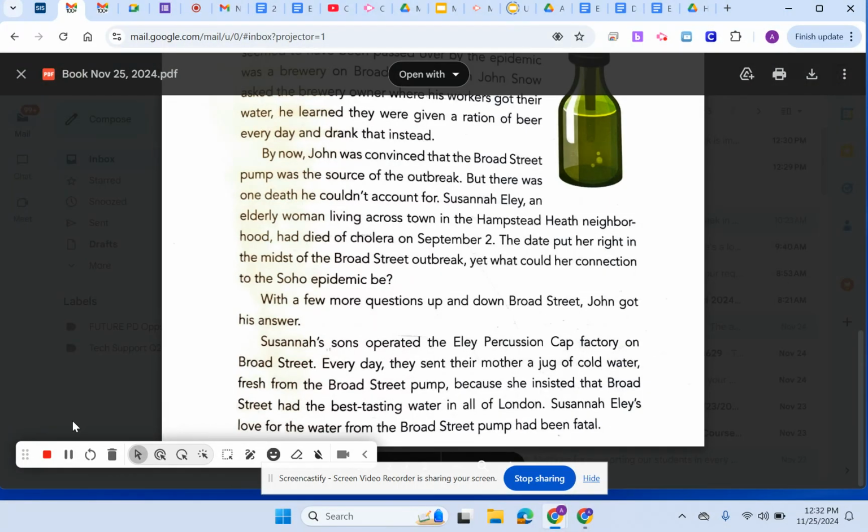When you are done, you can complete the rest of your document for today.